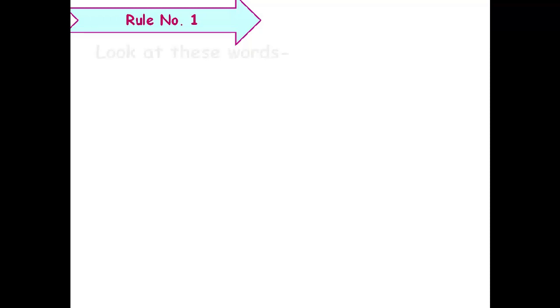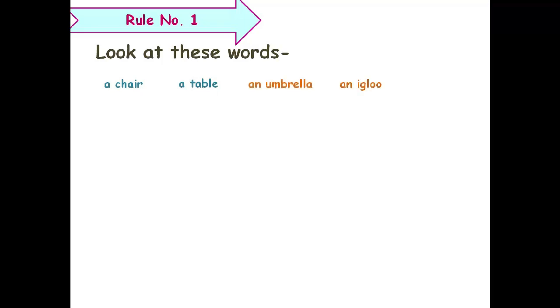Now I'm going to show you some words over here. Look at these words. A chair, a table, an umbrella, an igloo, an apple.